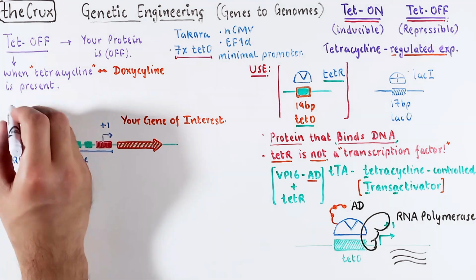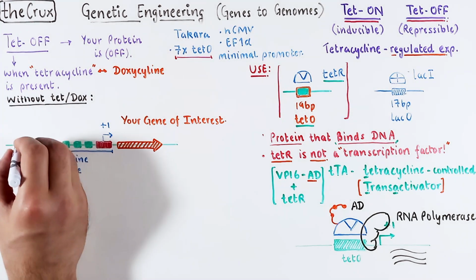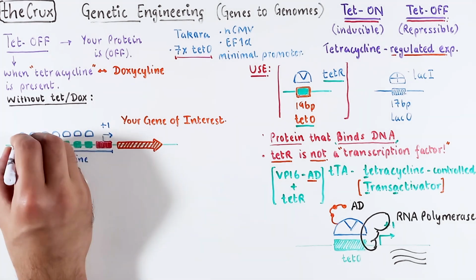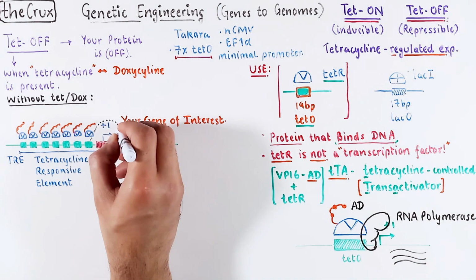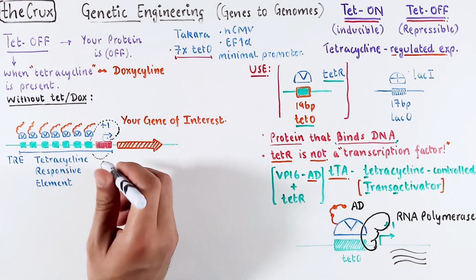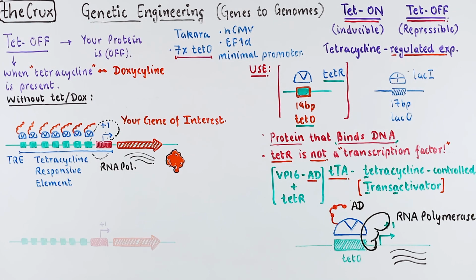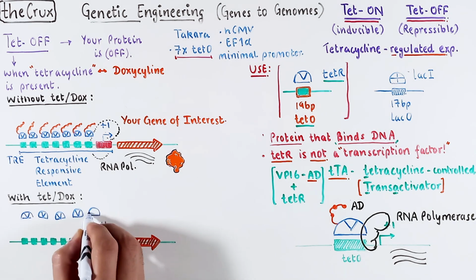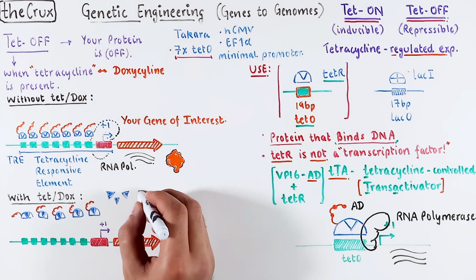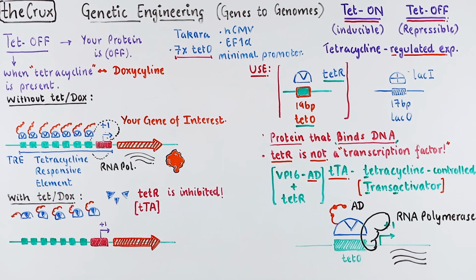In a scenario where you do not have a tetracycline or DOX in the system, the repressor part of the tTA will bind to the operator. As we just discussed, the activation domains attract the transcription machinery to this particular location, and from the minimal promoter, you start expressing your gene of interest. In contrast, where you provide the TET or DOX, the tetracycline binds the repressor, inactivates it, and the tTA then no longer binds to the operator, which means no transcription and no protein production.